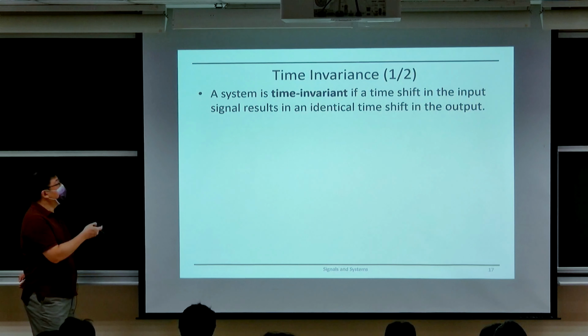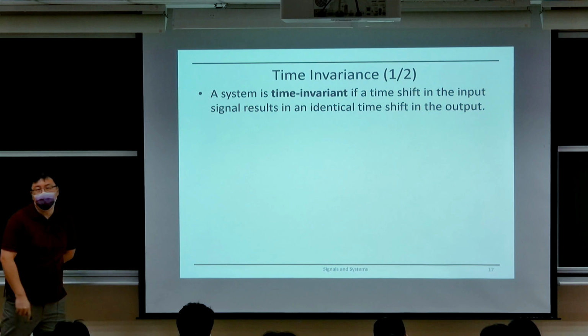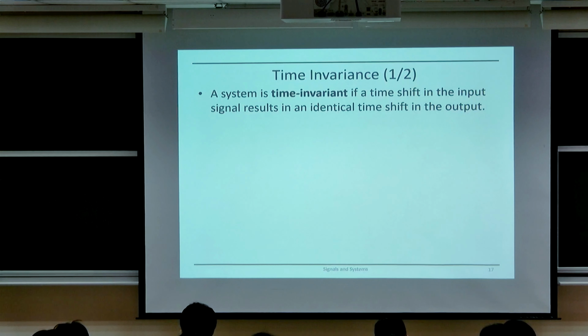All right. So we say that a system is time invariant if a time shift in the input results in an identical time shift in the output. Okay. So this is saying that a system is time invariant if a time shift in the input produces an identical time shift in the output. Okay.